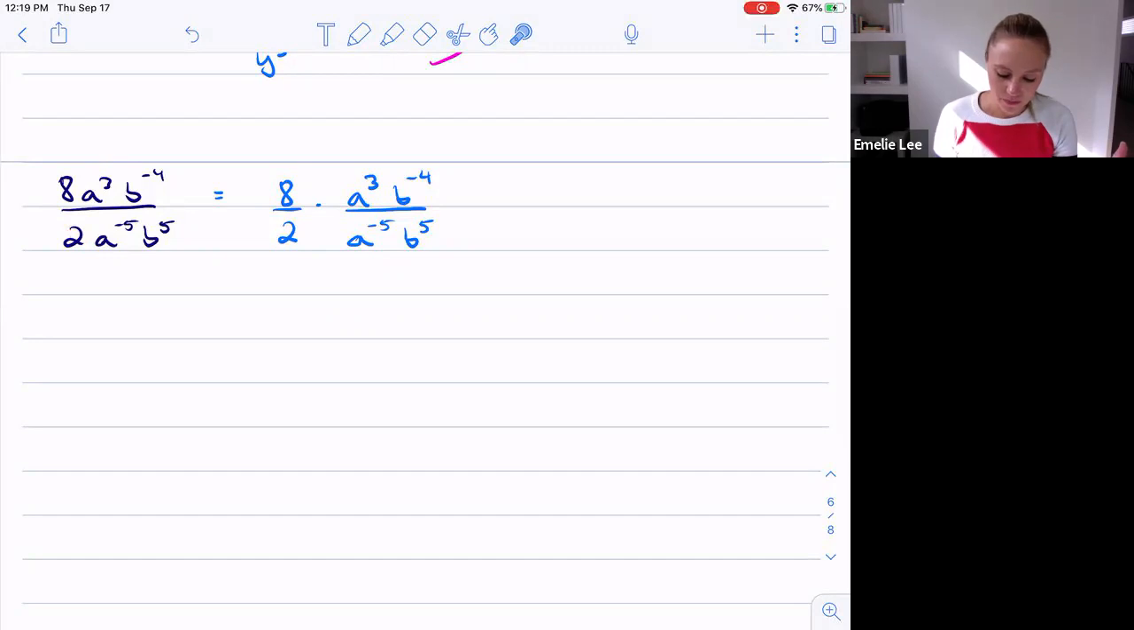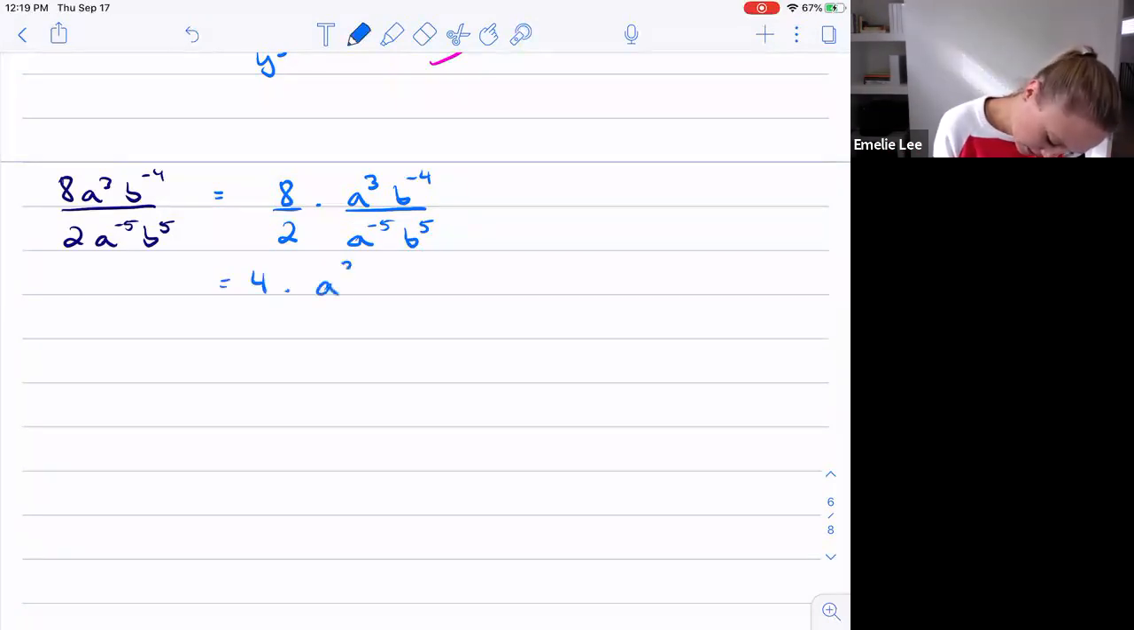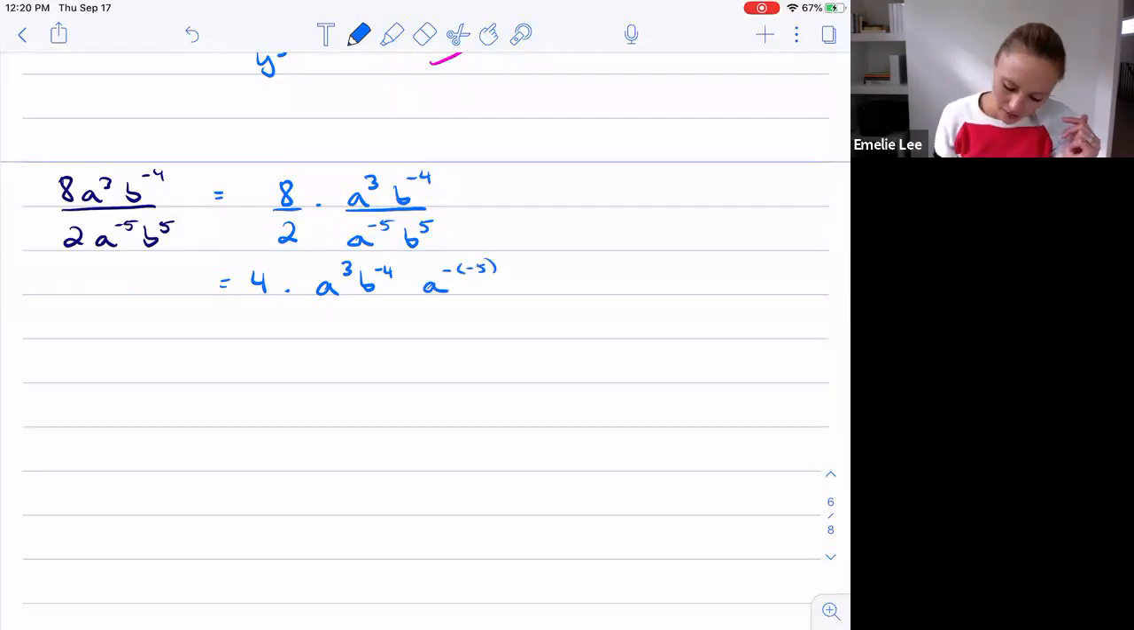I could do the same thing for the a's and the b's and separate them out, but for the sake of the example, I'm just going to bring everything in the denominator, so that a to the negative 5, b to the 5, I'm going to bring upstairs to the numerator and then collect my like bases and deal with them that way. But at least by separating out this 8 over 2, I can just reduce it to 4 right away. So this becomes 4 times a to the 3, b to the negative 4 times a to the negative 5, be careful with your negatives, times b to the negative 5.